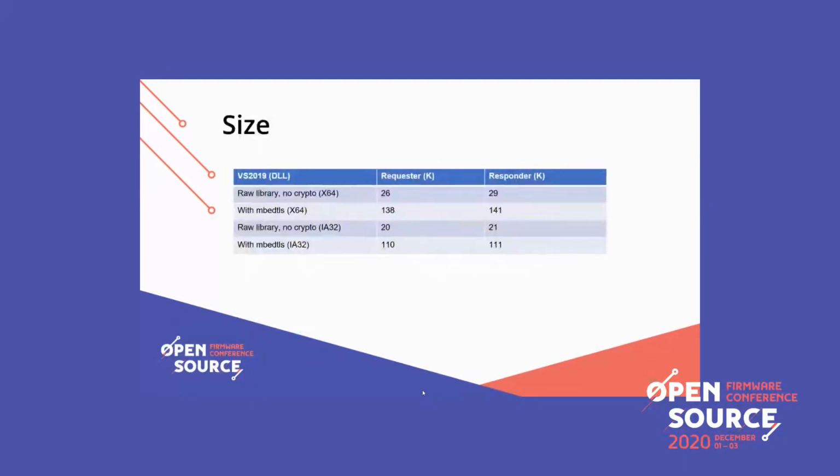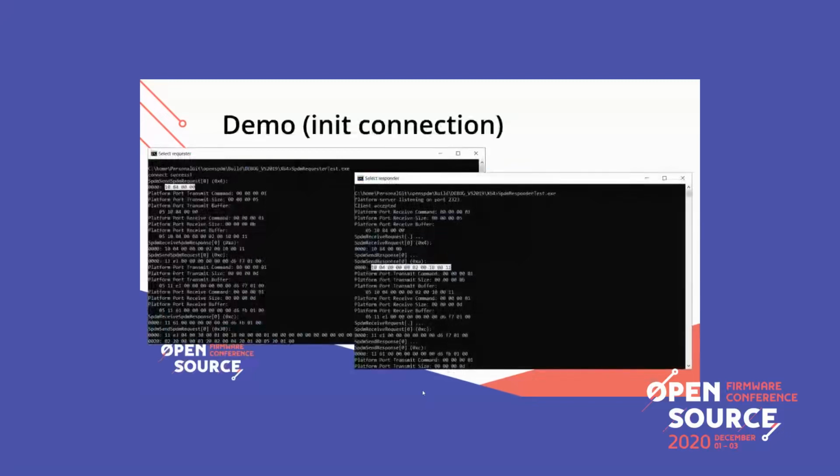And here is the size result when we build the OpenSPDM library. The raw library without crypto services is about 20 kilobytes, but if we link in the embedded TLS, the library is more than 100 kilobytes. For the rest, we will show some demos to see how OpenSPDM works.